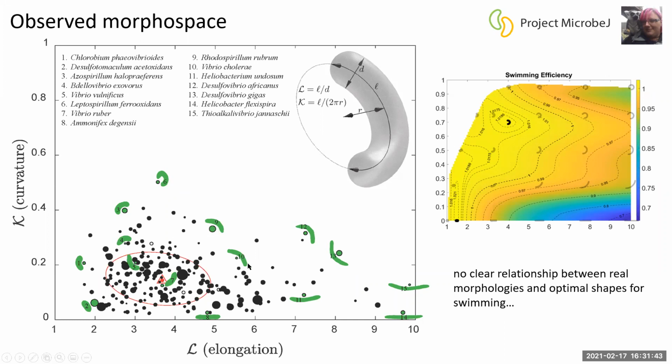So anyway, if we were to superimpose these real shapes on our swimming efficiency plot, if you squint and compare, you wouldn't say that all of our real species are within one of these contours or clustered around one of the optima or something like that. They're just kind of all over the place. So we haven't really explained why these different shapes exist with swimming efficiency. There's no clear correlation here.